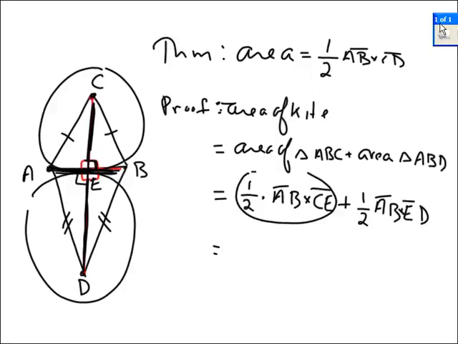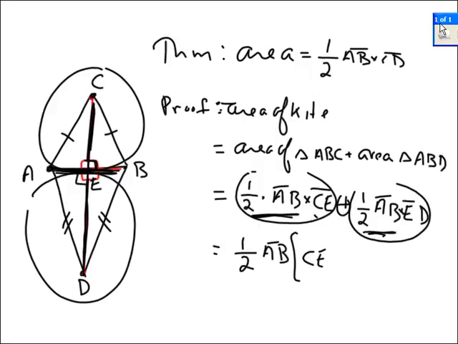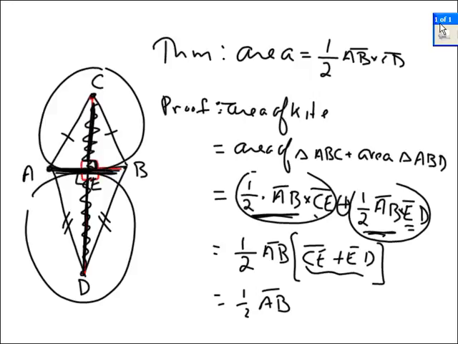In these two terms, I can factor out what's common, 1/2 AB. And what wasn't in common goes inside the brackets, namely CE plus ED. But what is CE plus ED? Well, CE is this, and ED is that, and when you add these two together, you just get the line segment CD.